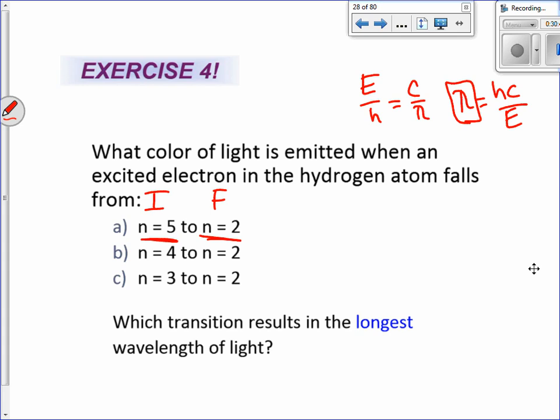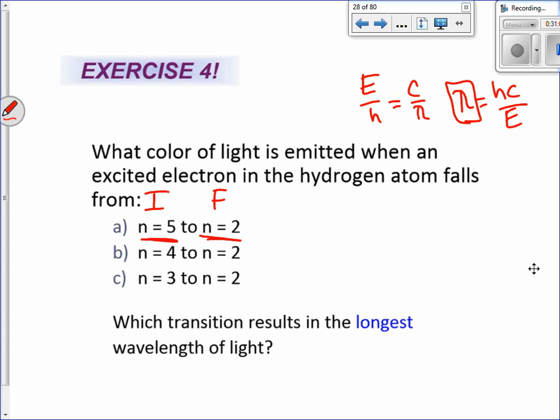Okay, so first use your delta E equals a negative 2.18, whatever that constant is, times 10 to the negative 18 joules, that equation. Okay, figure out your energy, and then you can plug it in here.